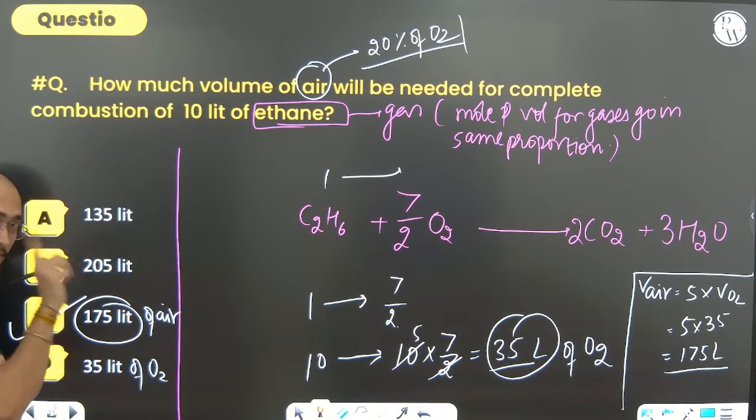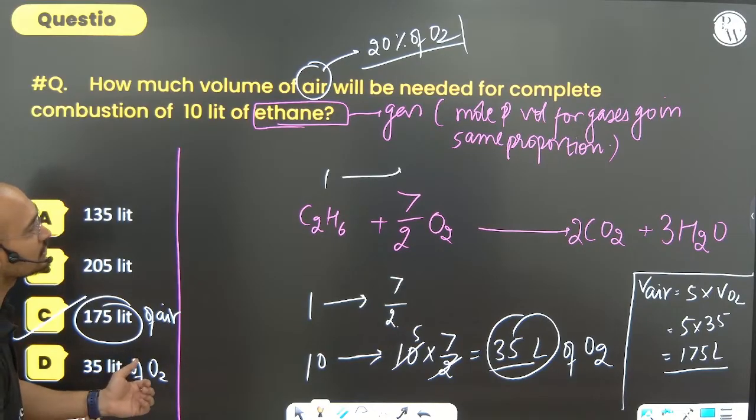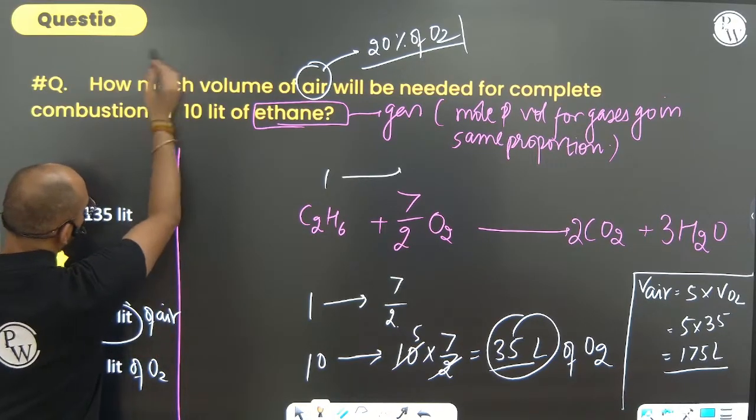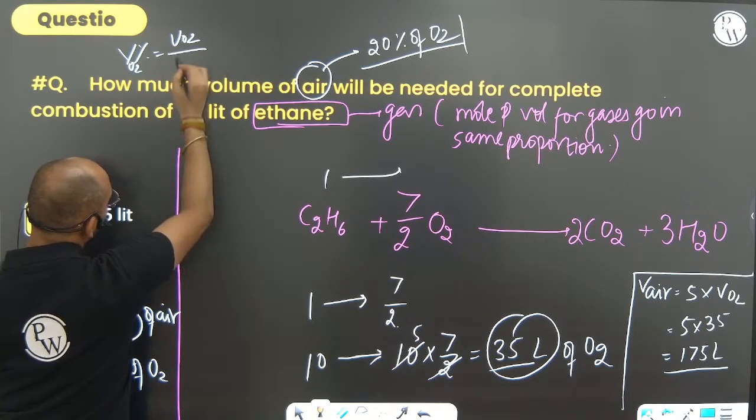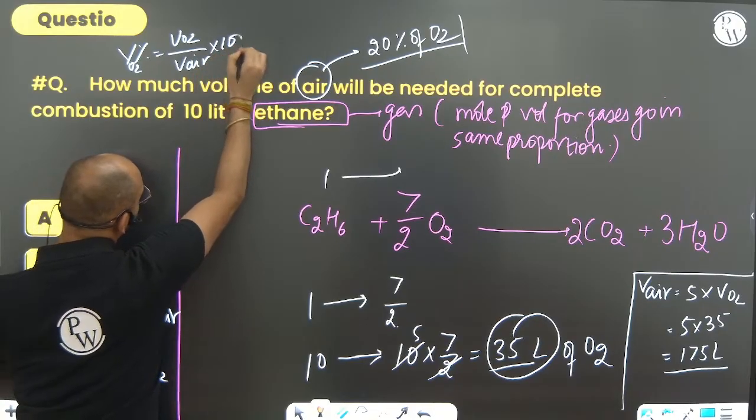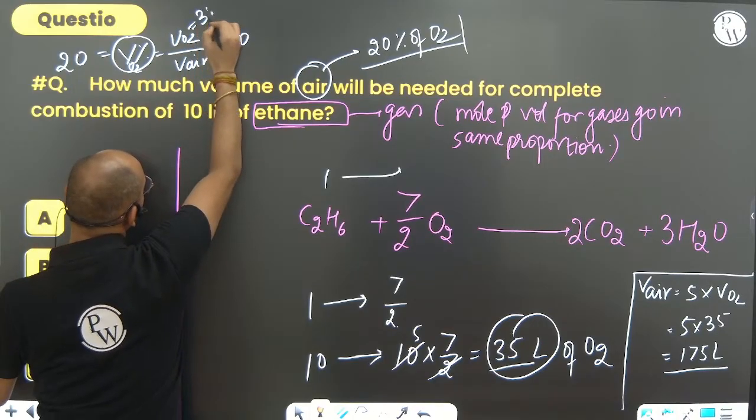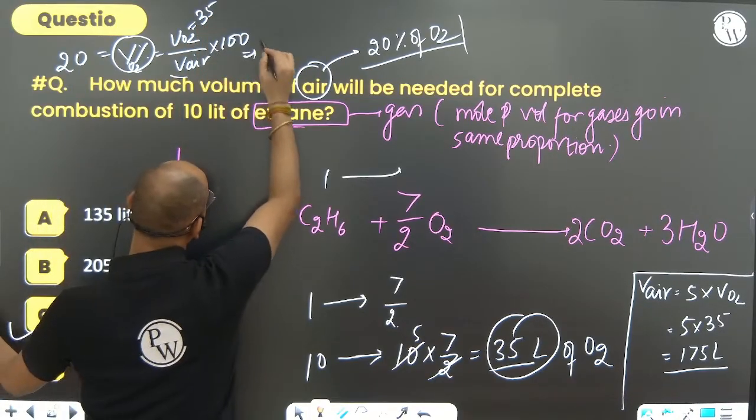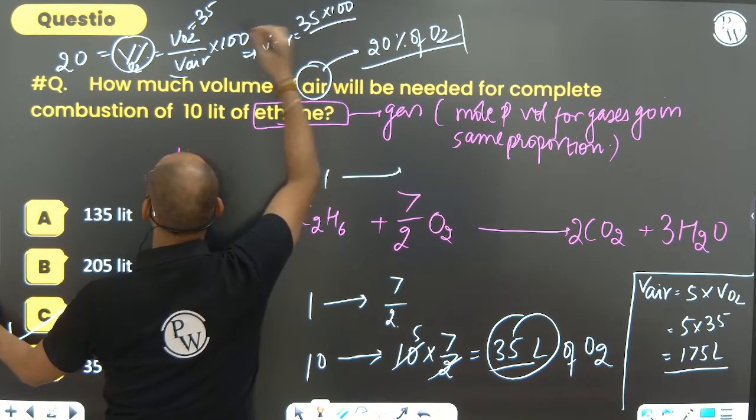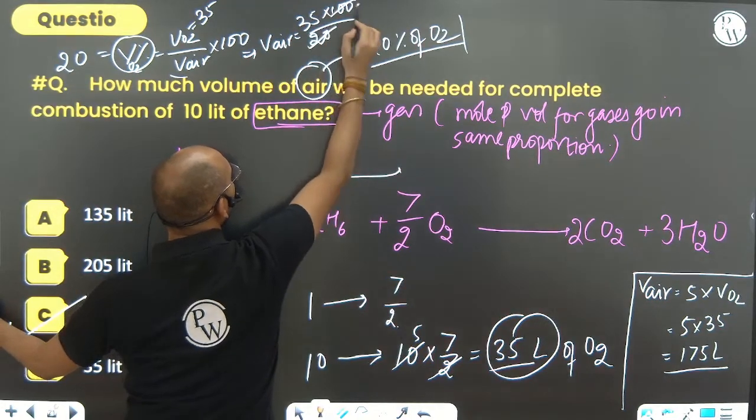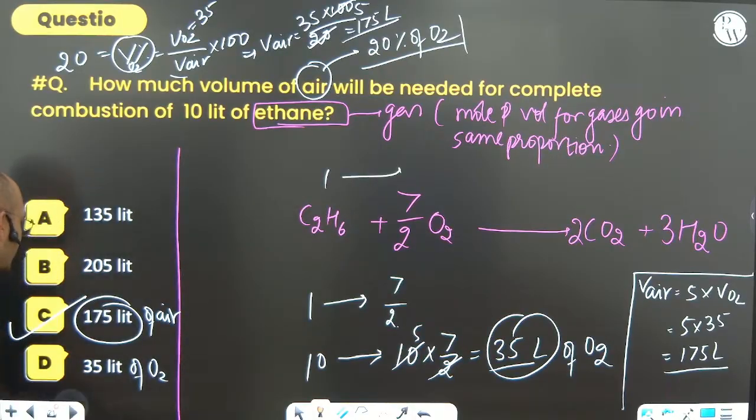We have to keep in mind, please, because we know that here percentage of oxygen is how much? 20%. Or you can just use that formula, volume percentage of O2 equals volume of O2 divided by volume of air into 100. Now we know that volume percentage of O2 is how much? 20. Volume of O2 we have got how much? 35. We want volume of air. Volume of air will come out as 35 into 100 divided by 20. Cancel how many times? 5. It will come how much? 175 liters. So you can do anything from any ways, you can get the same answer.